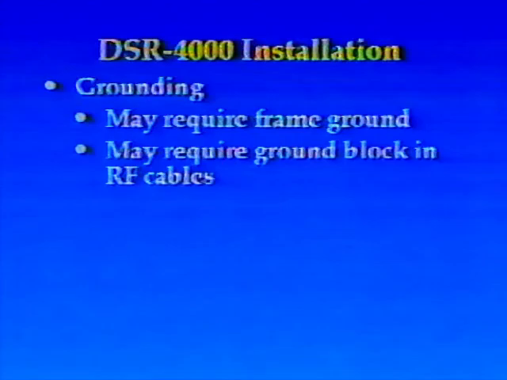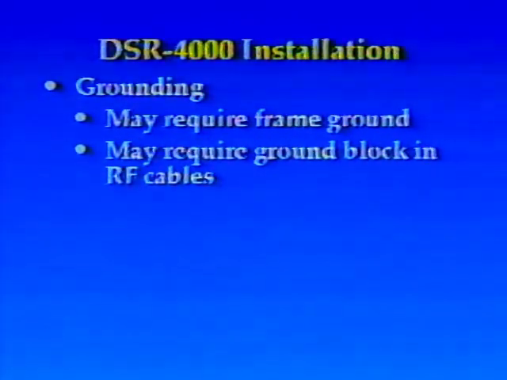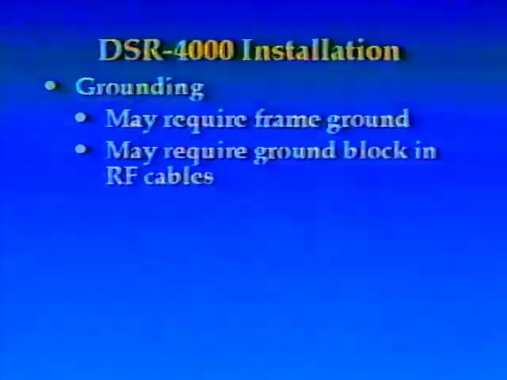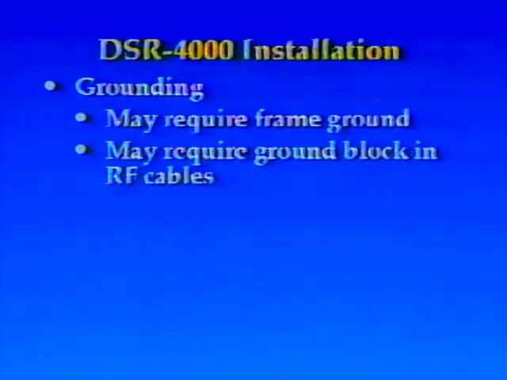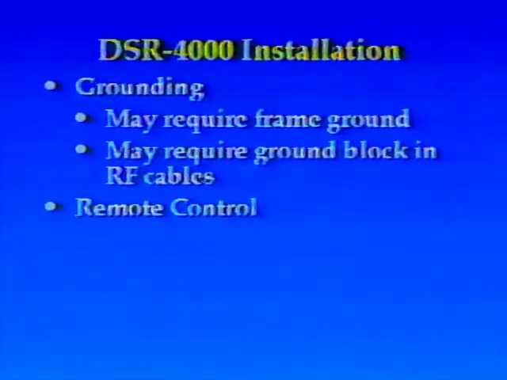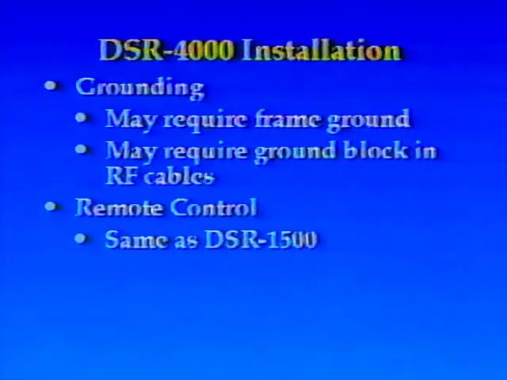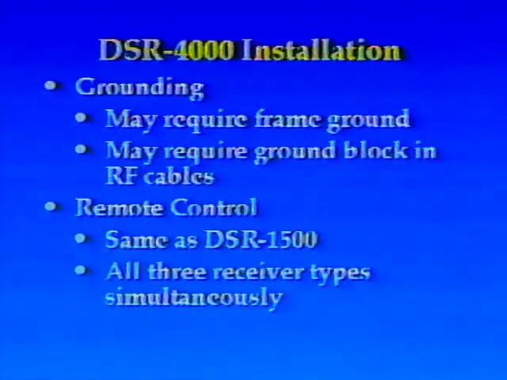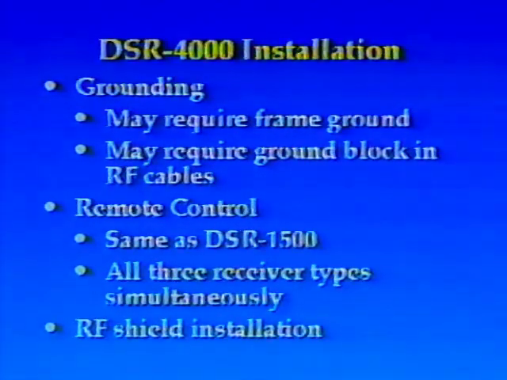You may also find that you require a ground block in the RF cables. Once again, if you don't have a good firm ground out at your dish, or if you have a complicated RF distribution system coming in, you may have to supply a ground right at the rear of the units. Both of these will show up as hits and interference susceptibility in the unit. Now, the remote control is easy. It's exactly the same as the DSR 1500. In fact, you can hang all three types of IRDs simultaneously on the same remote control cable, and they'll operate simultaneously.